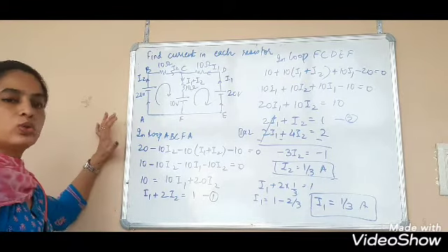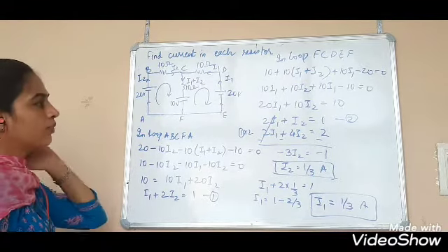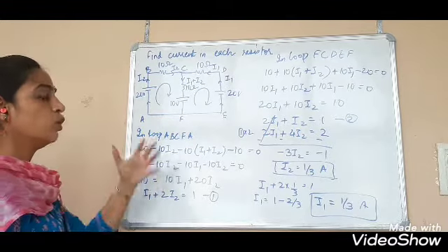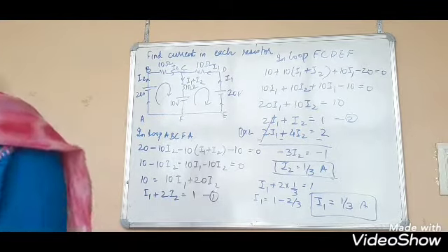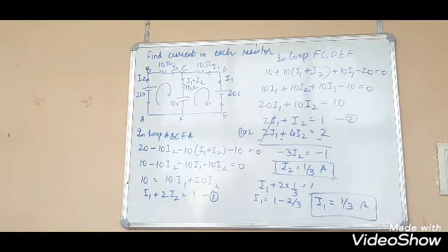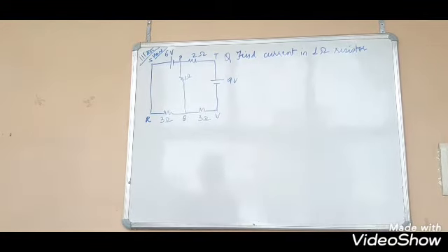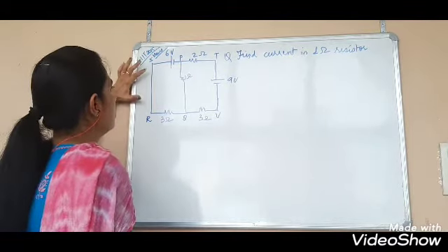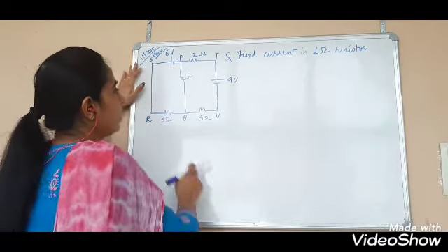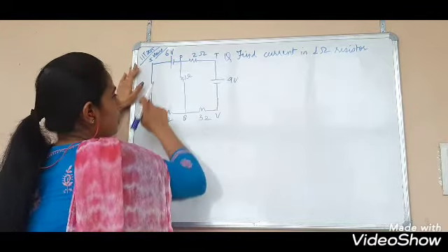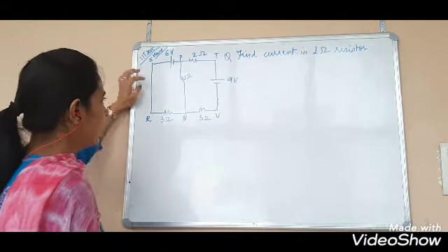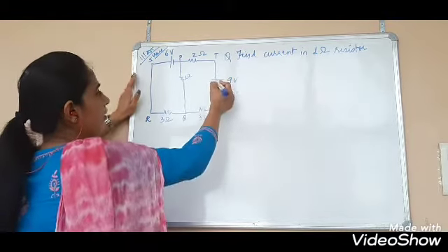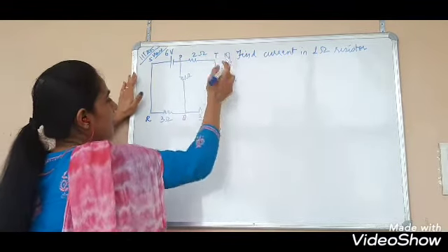So this is how using KVL we can solve a complex circuit. Now there can be 3 loops also. Let's take 2 or 3 good numericals. So the next question is from IIT 2015. It's a mains question. The question is given like this: you have to find current in 1 ohm resistor. Here this 1 ohm resistor is given and you have to find current in 1 ohm resistor. So it's a simple one, nothing complicated in this.